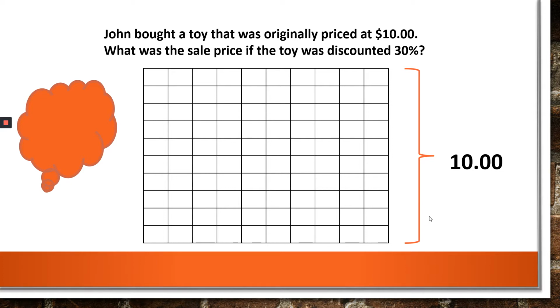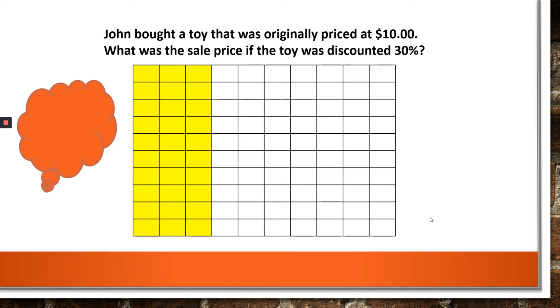$10 into 100 boxes. So 10 divided by 100 is, if you used your calculator or if you just used your brain, you get 10 cents. So there's 10 cents in every box, and I won't continue to write it out for you in every little box. Now it says that it was discounted 30%. Well, discount means to take it off. It's going to be a sale, right? You don't want it to be more. So let's look at that.